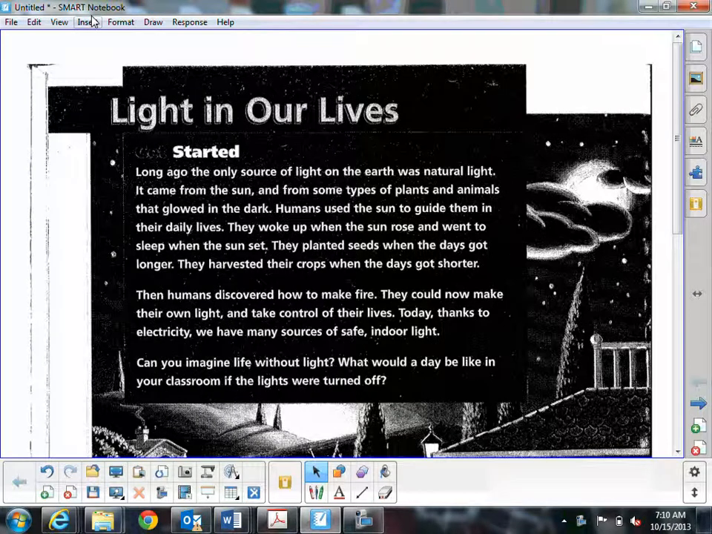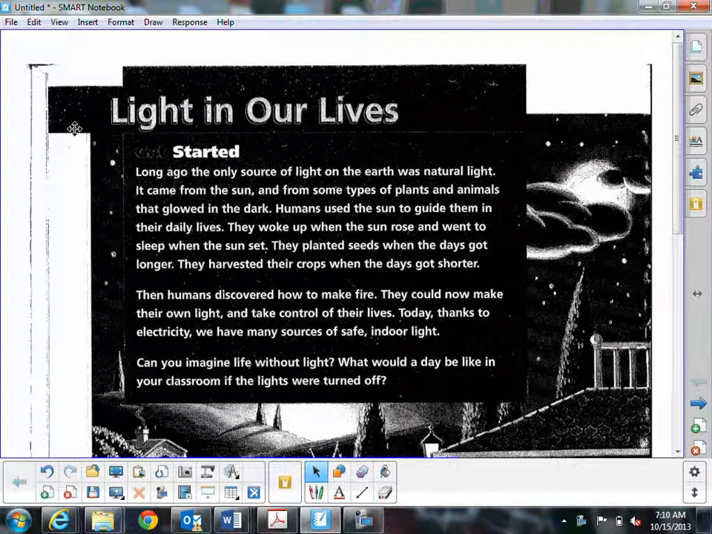This is a review of our study of light up to date. And so what I'm going to do is go through some slides that are sheets from our textbook and then worksheets that students have completed. And these are the things that you will be responsible for on the assessment.